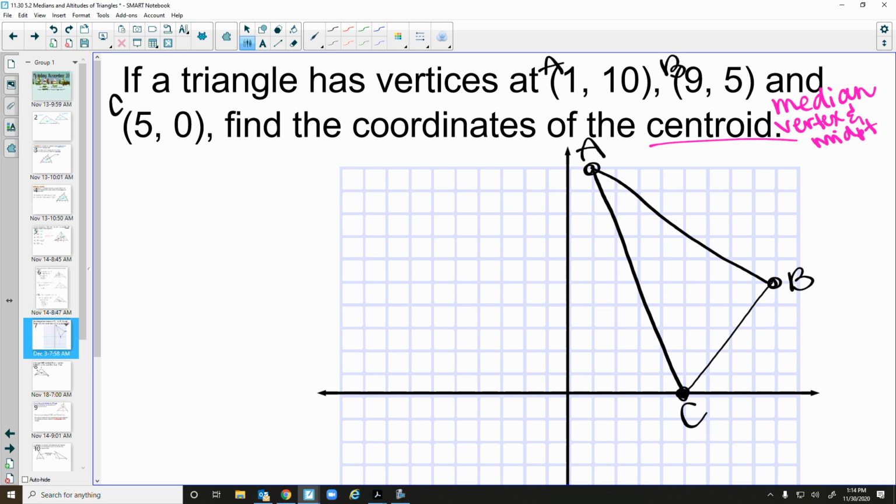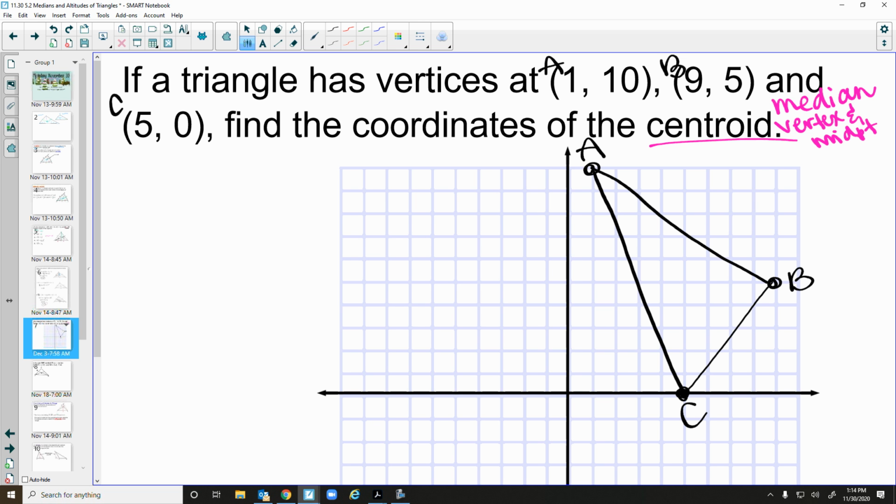Once we get that, because really to get the centroid, you only need to find one of the medians. Now you have to use a little bit of strategy, because as long as you find one of the medians and we do that 2/3 relationship, the rest of them would have the same relationship, so you don't have to do 2 at a time. You just have to do it once. But this is where a little bit of strategy is going to come into play.